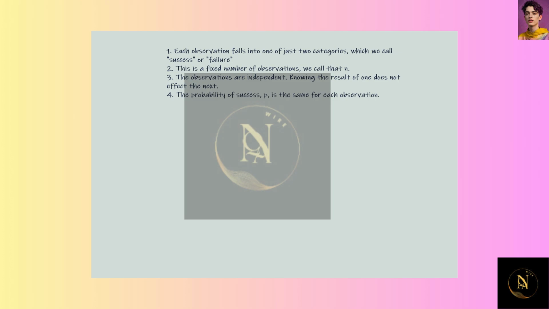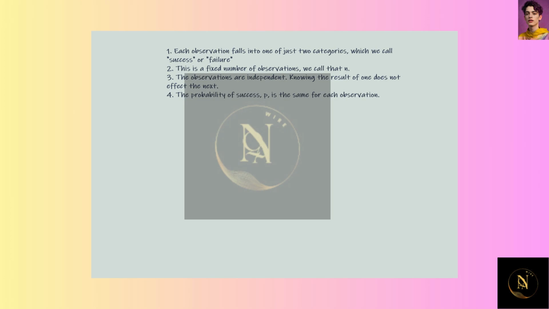In order to be a binomial experiment, you must agree with these four statements. Each observation falls into one of just two categories, which we call success or failure. There is a fixed number of observations that we call n. The observations are independent, meaning knowing the result of one does not affect the next, and the probability of success p is the same for each observation.